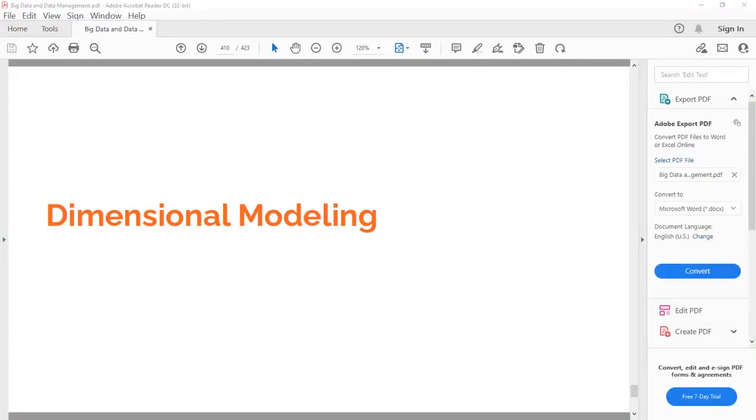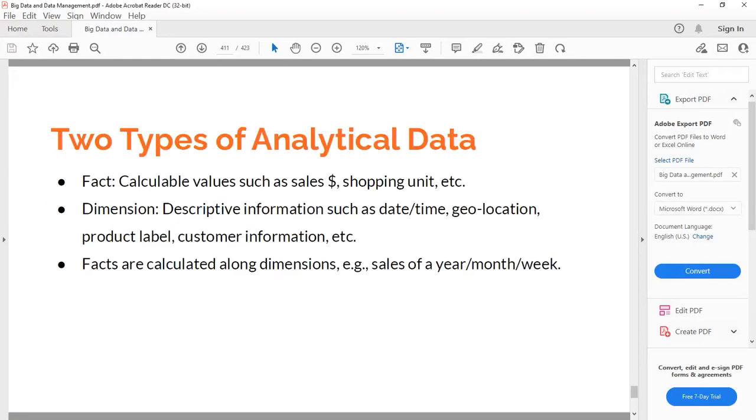In data analysis, a very important concept is dimensional modeling. We briefly mentioned something about multidimensional analysis in the previous session, but let's take a close look. When you look at the data, you can almost immediately see that there are two types of data when you look at any kind of table.